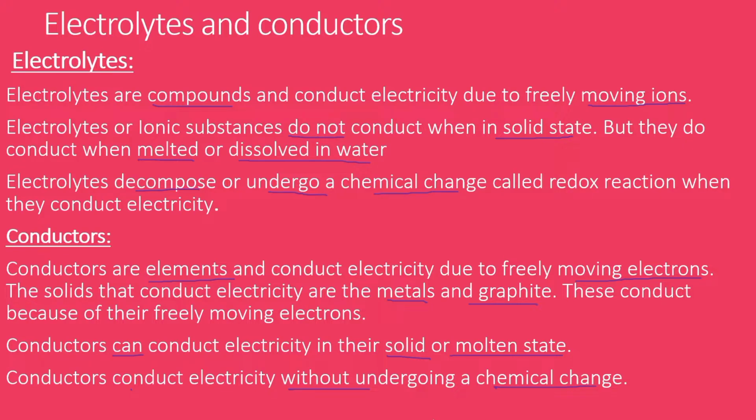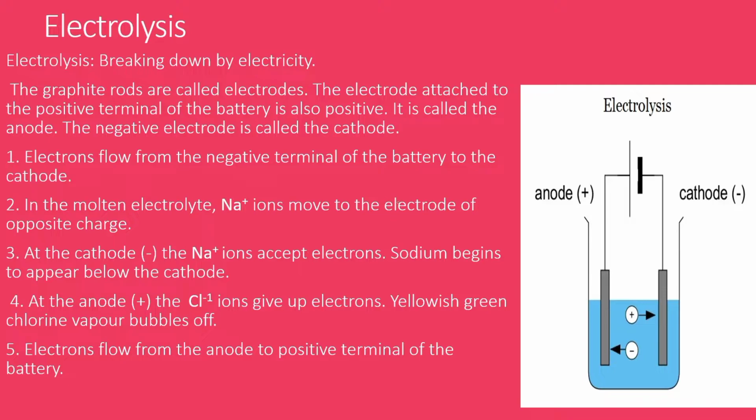Now let's discuss in detail the process of electrolysis, which is breaking down by electricity. Here you can see an electrolytic cell. An electrolytic cell is an apparatus in which electrolysis is carried out. It consists of an electrolyte. Here we have the electrolyte.